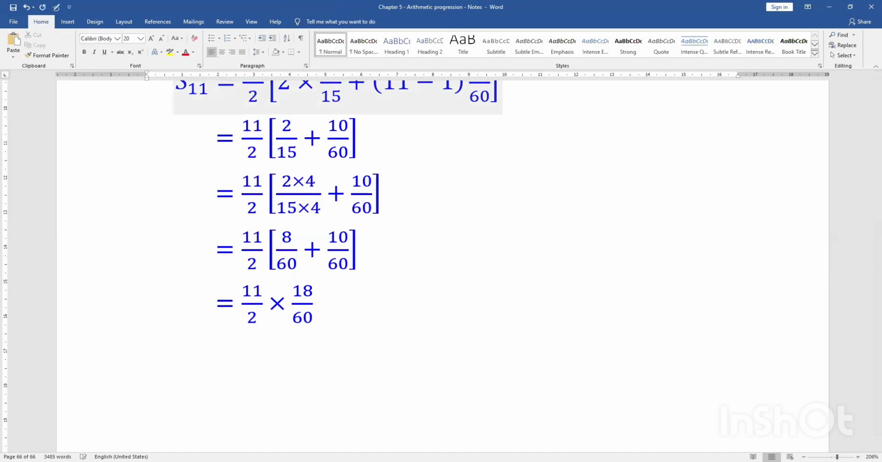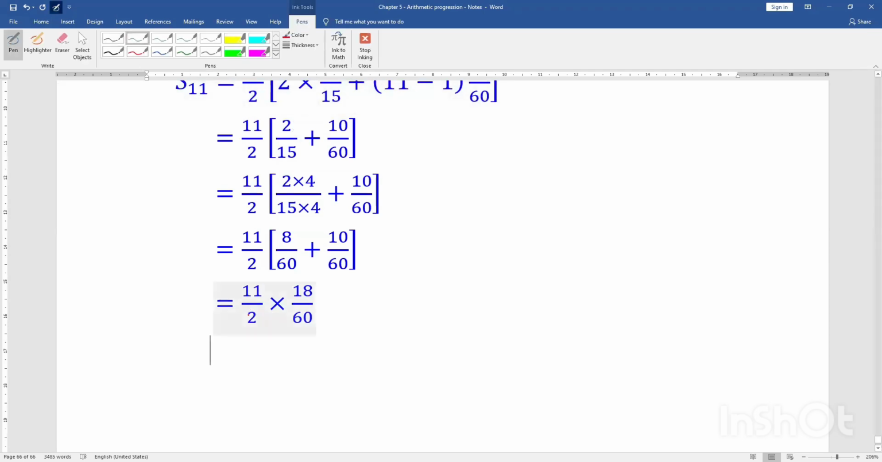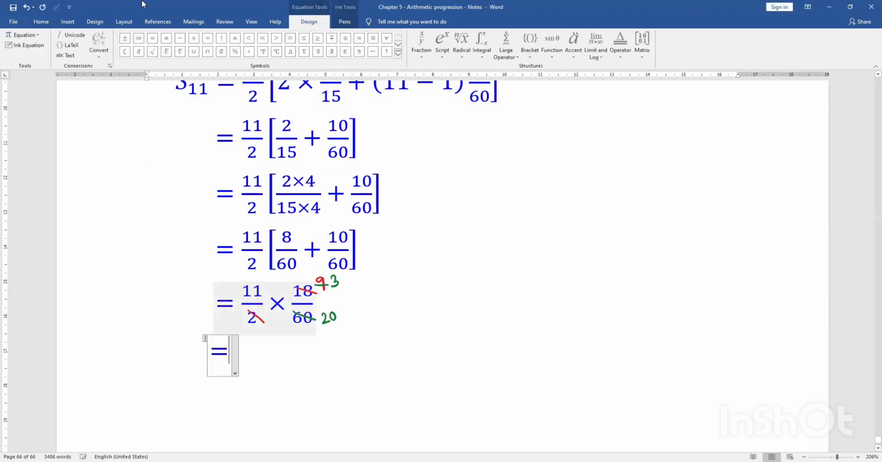Now you're going to do the cancellation. Let us see the cancellation. 2 ones are 2, 2 nines are 18. Then we have 3 threes are 9, 3 twenties are 60. So that means we get 3 into 11, which is 33, by denominator 20. So that is your final answer.